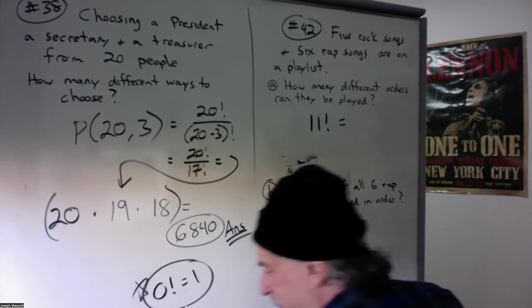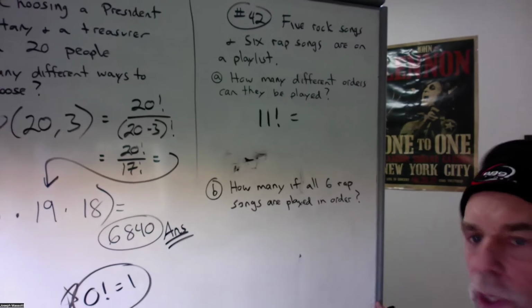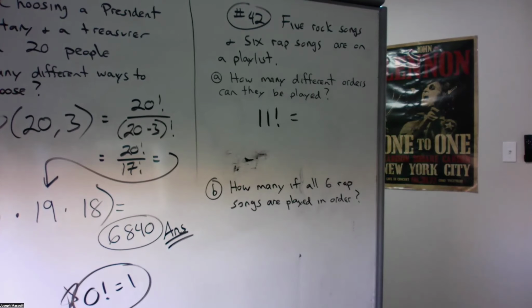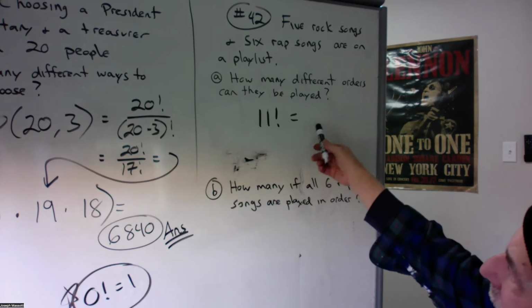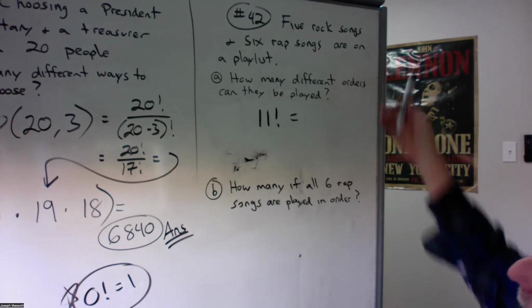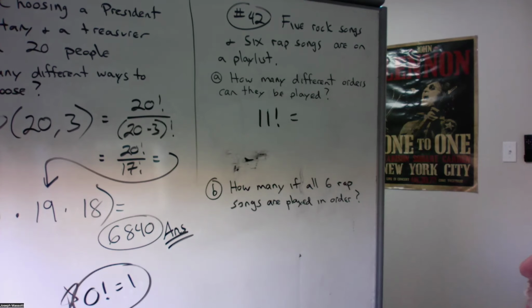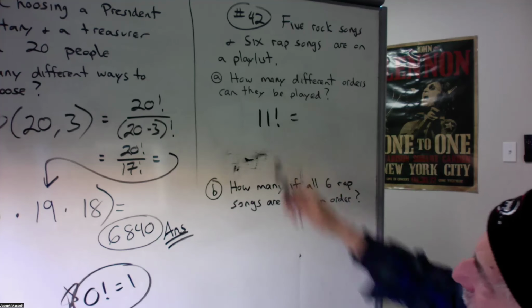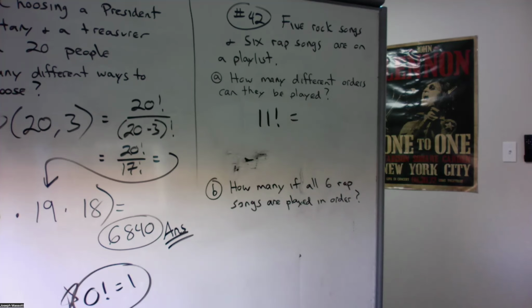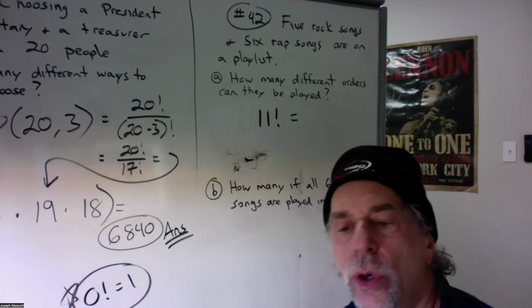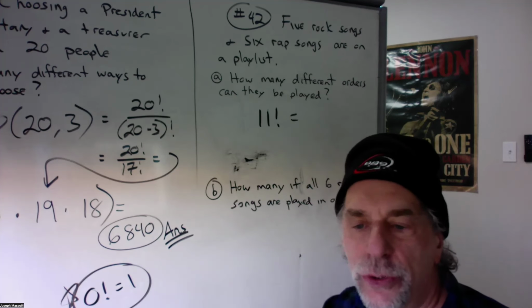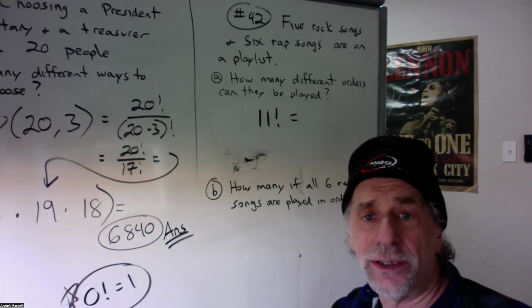Number 42 says 5 rock songs and 6 rap songs are on a playlist. So how many different orders can they be played? Well, it doesn't give us any restrictions on which one's going to come first. It just says 5 rock songs, 6 rap songs. So there's 11 songs, right? There's 11 different songs. How many different orders can they be played? Well, again, first choice, you got 11 choices for the first song. Once you choose that first song, well, now you got 10 choices, right?